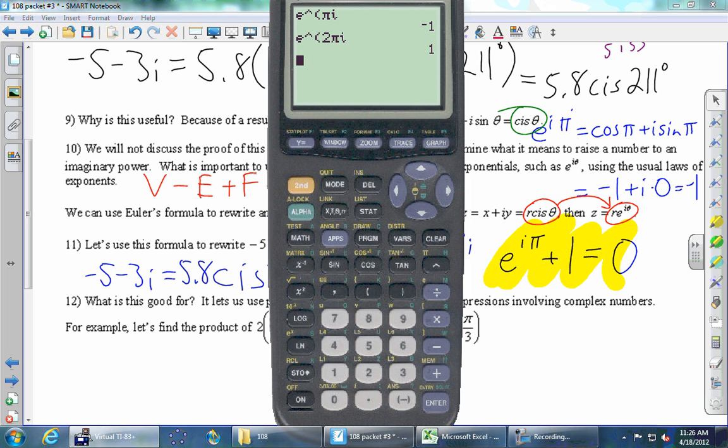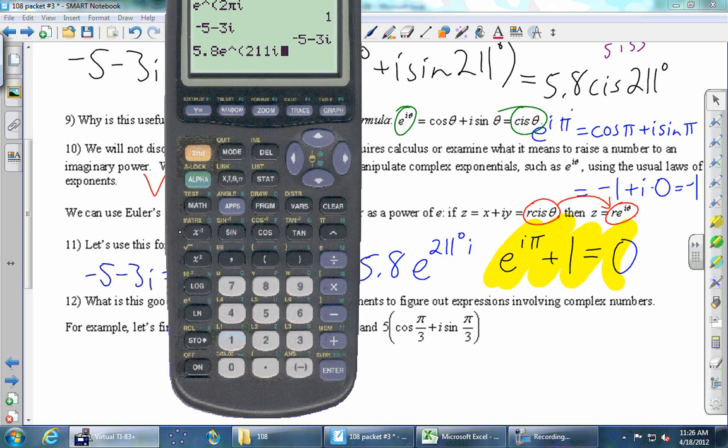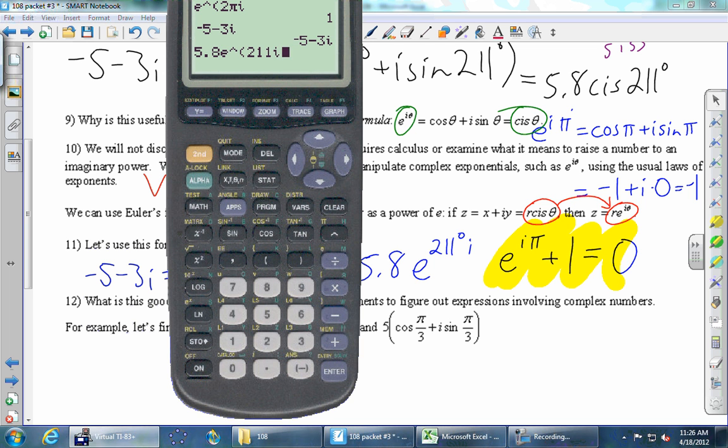All right, so let's go back here. -5 minus 3i. That was our favorite number we've been playing around with. If I just hit enter, I don't think the calculator will do anything. It'll just tell me, okay, -5 minus 3i. But suppose that we do this 5.8 e to the 211i. What should it say? What does that equal according to all the stuff that we did? I'm telling you, these guys are equal. That 5.8 e to the 211i is another way to say -5 minus 3i.